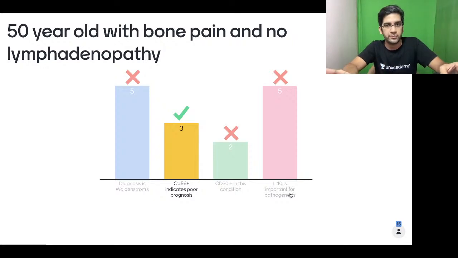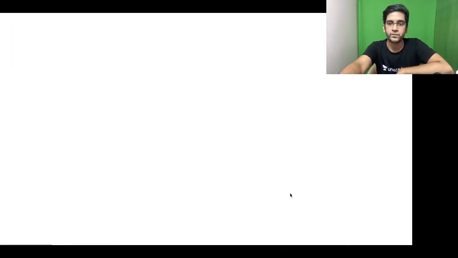CD30 is not positive in multiple myeloma. And it's not interleukin-10. If you remember, it's interleukin-6, which is important for the pathogenesis, right? If you missed that, interleukin-10 and 6, next time please be careful in their questions, right? CD56 and CD86, both of them, if they are positive, they indicate poor prognosis in multiple myeloma. Fine. Great. We'll go to the next question.